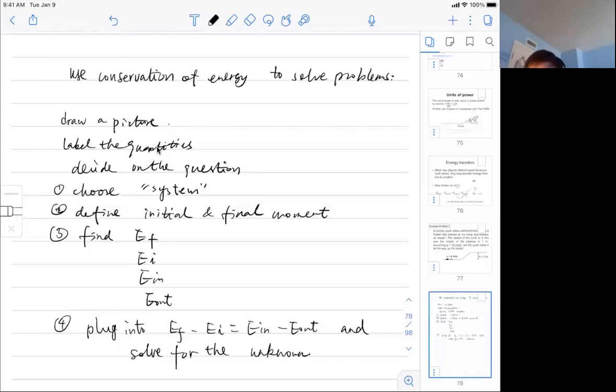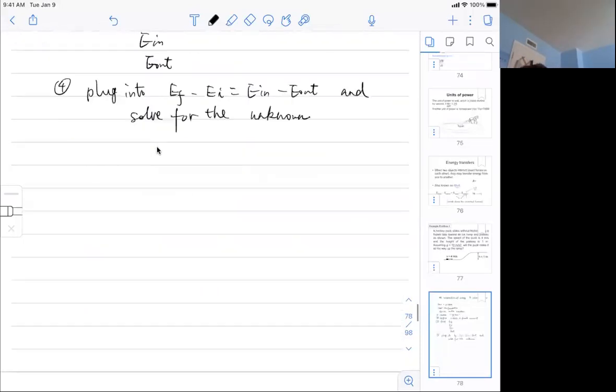And then 3, you find final energy, initial energy, energy input and output, different types of energies. And last, you plug these different energies into your energy conservation equation and solve for the unknown. So these are the steps we will be taking. Okay.